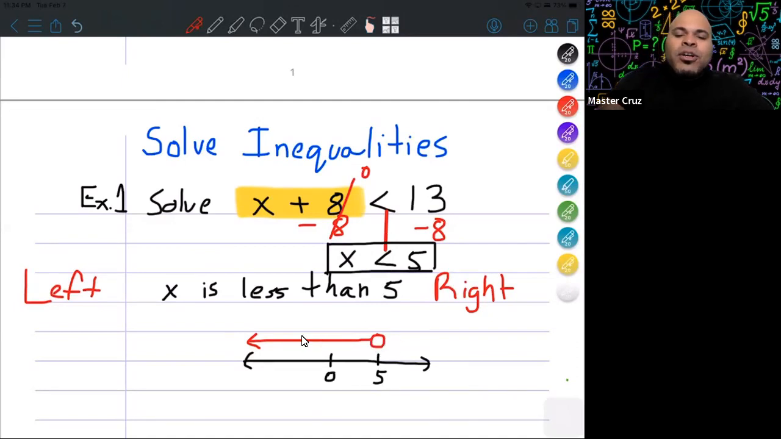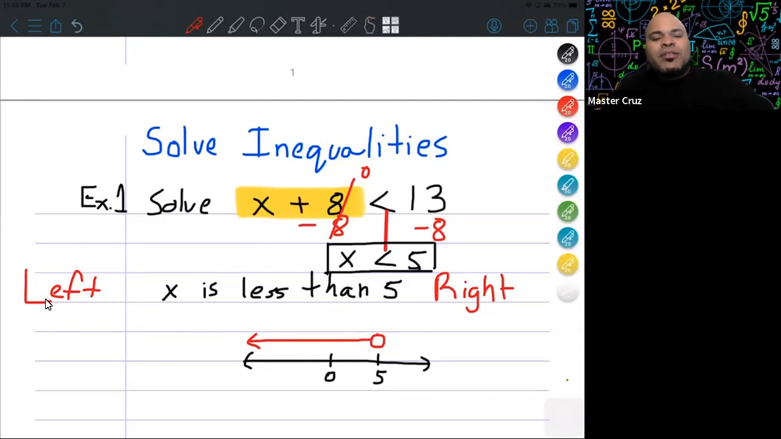So that's it. All the numbers to the left that are covered by this arrow are numbers that make this statement true. X is less than 5. So if I plug in 5 over here, for example, 5 plus 8 is 13, and 13 is not less than 13. It equals 13, so that's not true. However, if I plug in the number 4, in the original problem, 4 plus 8 is 12, and 12 is less than 13. So this is telling me that any number that is less than 5, so 4, 3, 2, 1, 0, and any negative number will always make this true.